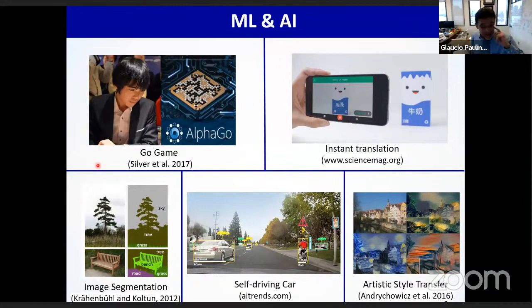Thank you. Unfortunately, Lee Sedol lost. They played five games, but something amazing: he lost four games, but he won one game. And this is quite amazing. And then we have seen examples of AI and ML in instant translation, image segmentation, and self-driving cars. We have seen Amazon, Tesla, Google, and also artistic style transfer, as we can see here on the bottom right.